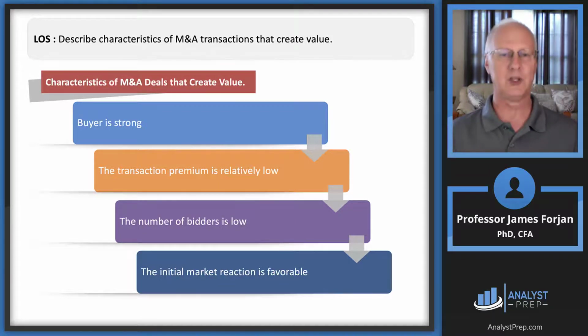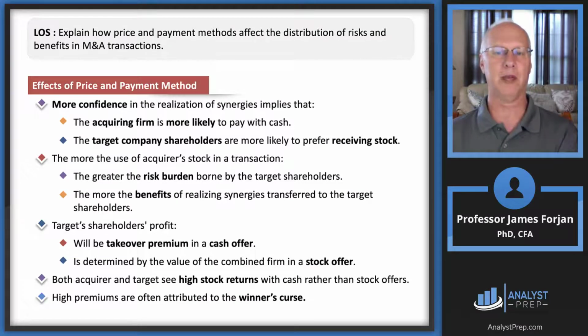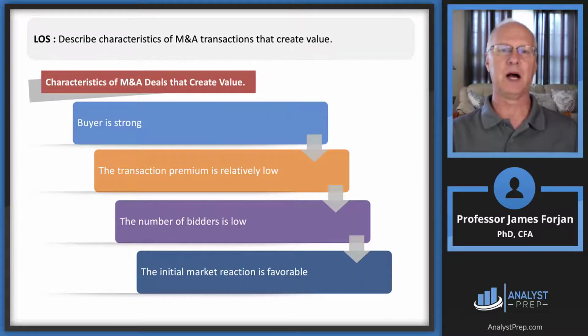So this goes back to that long-term return. Suppose the acquiring firm pays cash, and the longer-term realization of capital gains is positively correlated to a strong buyer. Premiums are relatively low, the number of bidders is low, and the initial market reaction is favorable.